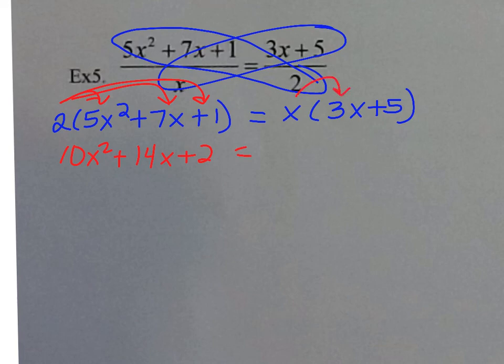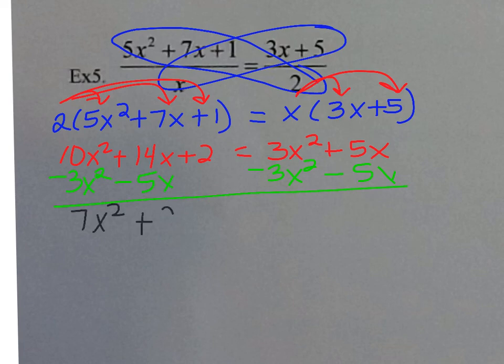Distribute the other side. X times 3x is 3x squared. Remember, when you multiply, you add the exponents. X times 5 is 5x. So I do have my equation, right? I have my equal sign, but it's not equal to 0, so I'm going to move everything over to the left. So I'm going to minus 3x squared, put that under the 10x squared because they're like terms, and minus 5x and put that under the 14x. So I have 7x squared plus 9x plus 2 equals 0 because this all cancels out.